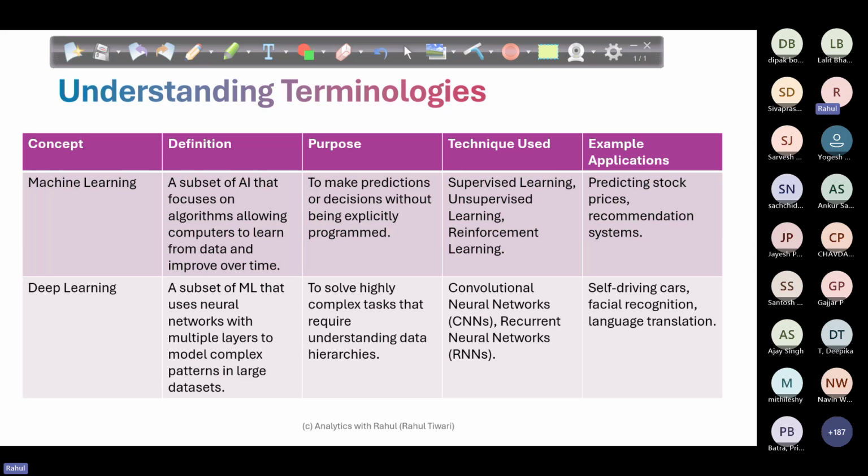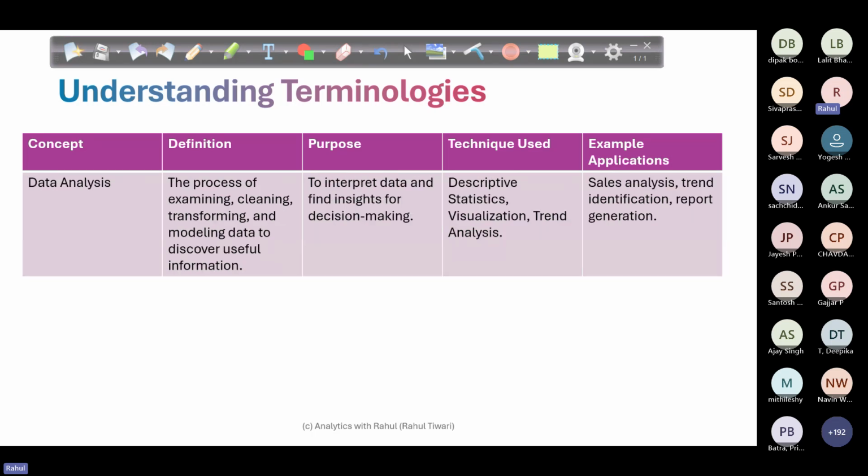In the same way for deep learning, it is a subset of machine learning that uses neural networks with multiple layers to model complex patterns in larger data sets. The purpose is to solve highly complex tasks that require understanding data hierarchies. Techniques which we use are convolutional neural networks and recurrent neural networks. Examples are self-driving cars, facial recognition, and language translation.